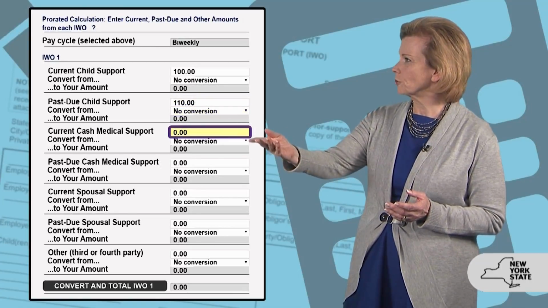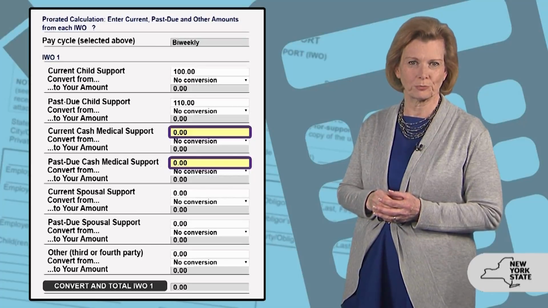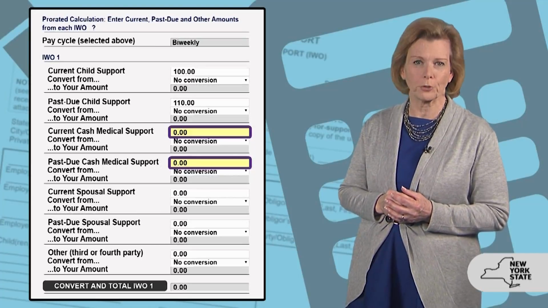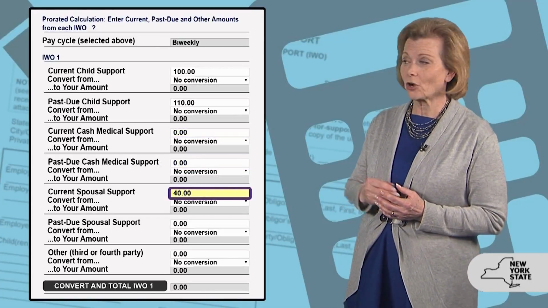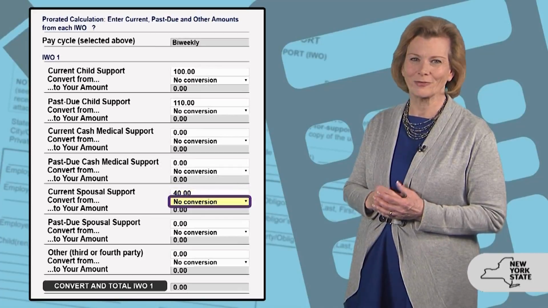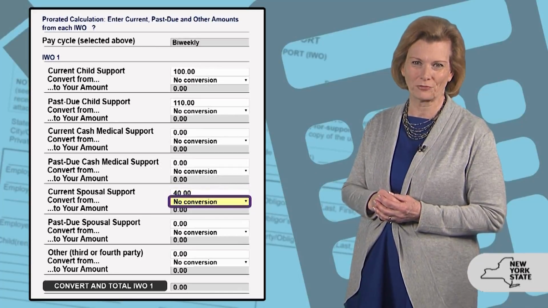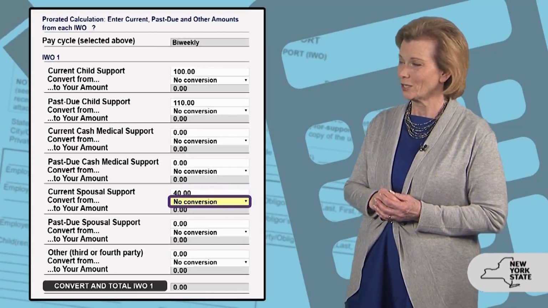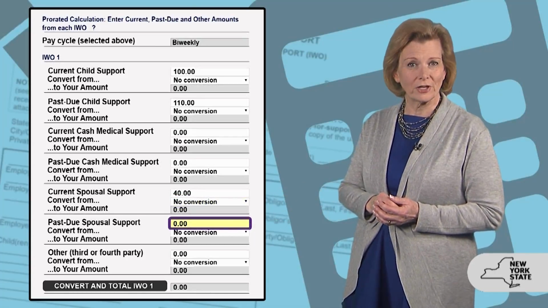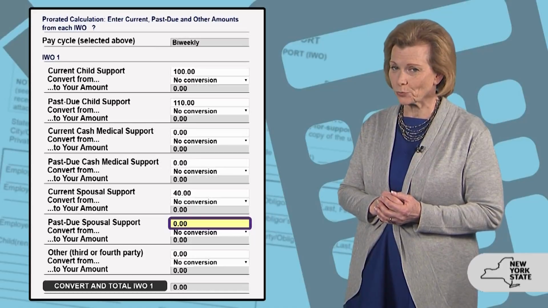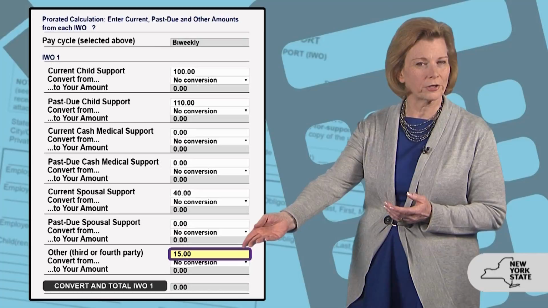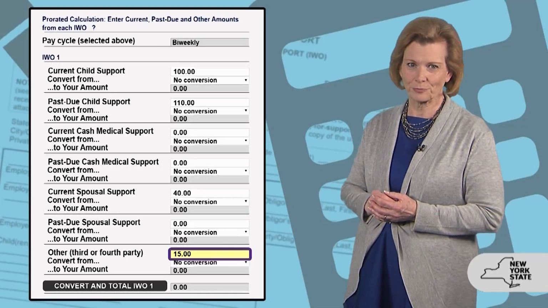There is no current or past due cash medical support in our scenario, but you may encounter employees with one or both of these payments. The current spousal support requires $40 biweekly. Again, we do not need to convert the payment frequency for this category. We have no past due spousal support in this example. However, again, you may encounter employees with this payment. The other, payments to a third or fourth party, requires $15 monthly.